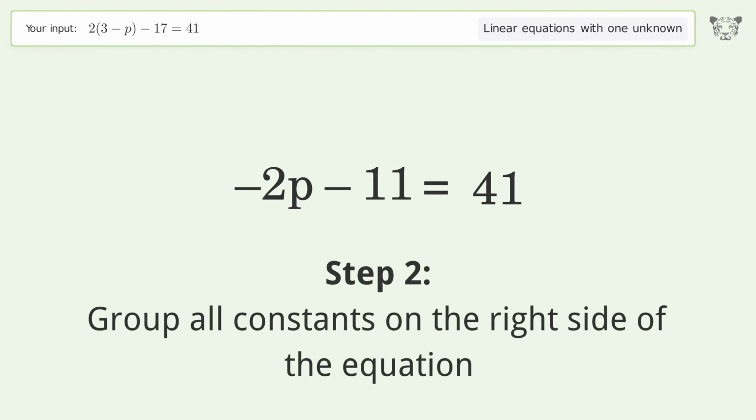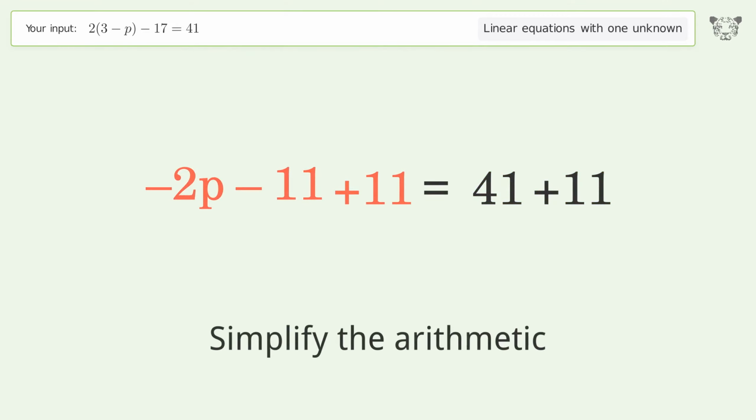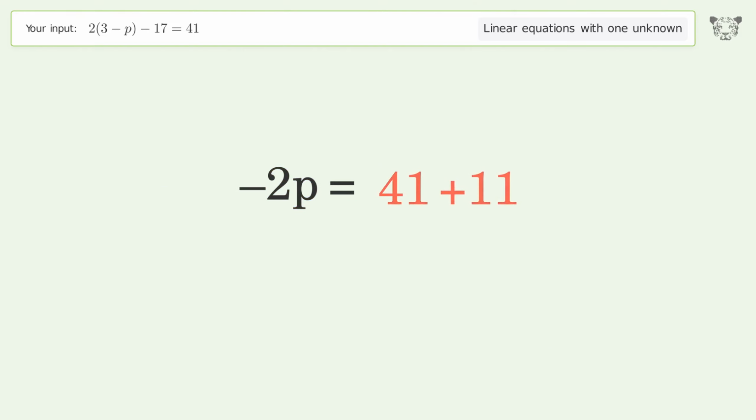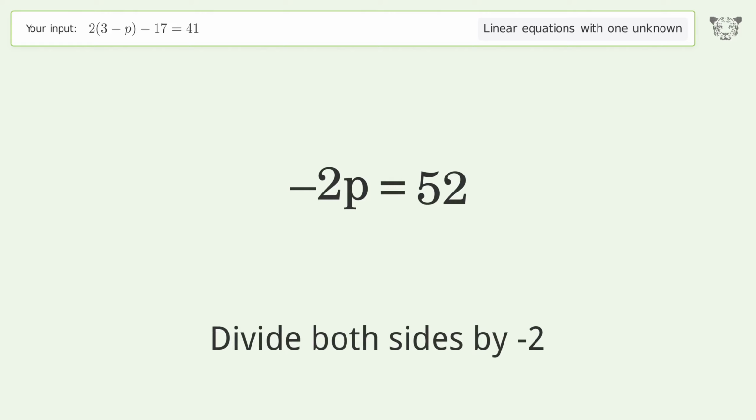Group all constants on the right side of the equation. Add 11 to both sides. Simplify the arithmetic. Isolate the p. Divide both sides by -2.